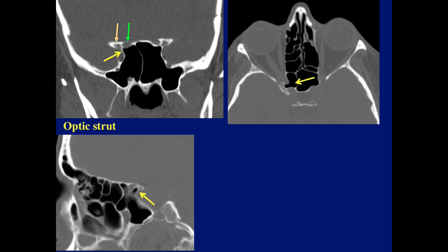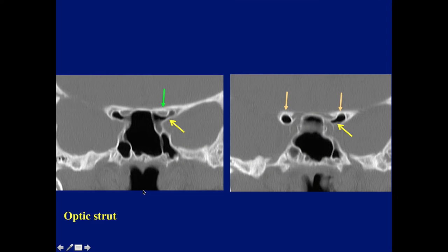Sometimes the optic strut is pneumatized, like an extension of the sphenoid sinus. Here is pneumatized on the axial plane. Here it is on the coronal plane, and we can even see it pneumatized on the sagittal plane, this being the anterior clinoid. Sometimes the pneumatization extends even into the anterior clinoid. So here are two pneumatized anterior clinoids, and here's the pneumatized optic strut.